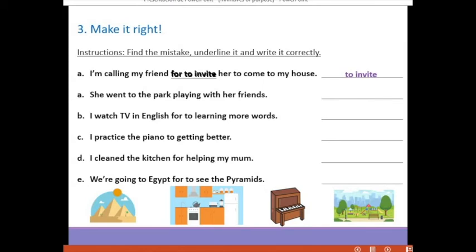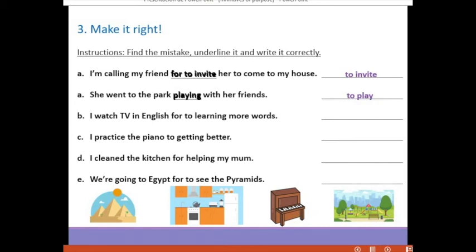She went to the park playing with her friends. Did you find the problem? Let's check it out. The problem is playing. Normally we don't say this. Normally it is to play. Why? Because that is the reason why she went to the park. She went to the park to play with her friends because she wanted to play with her friends. Excellent. So next exercise.